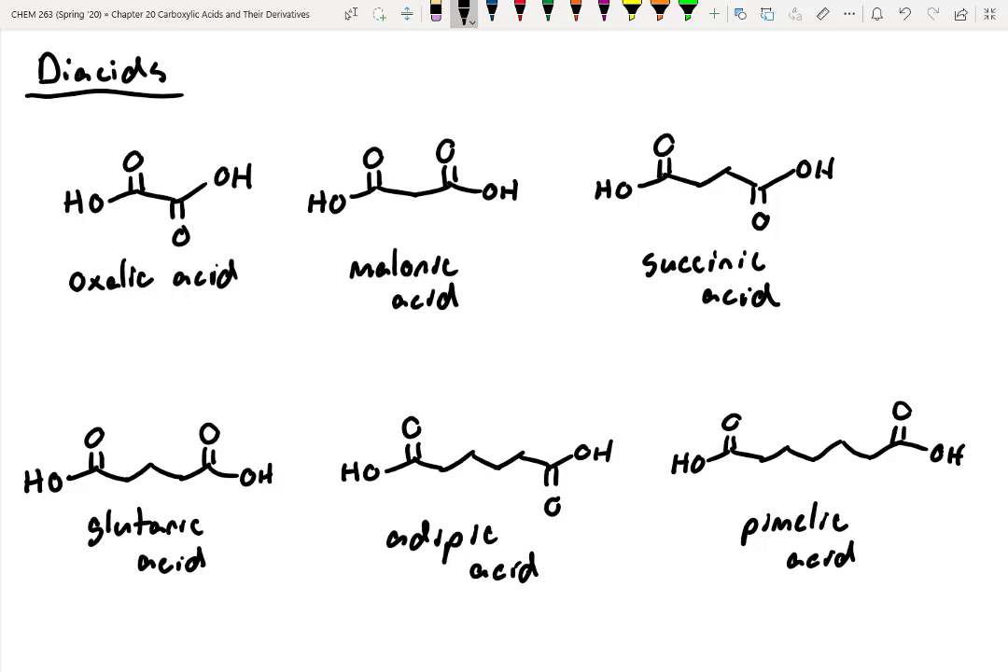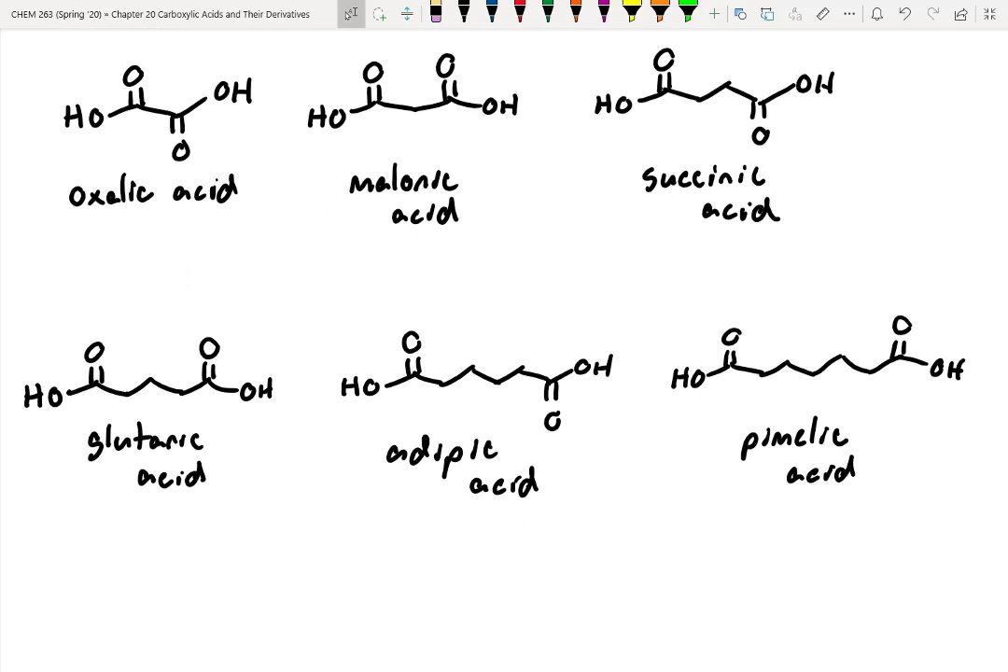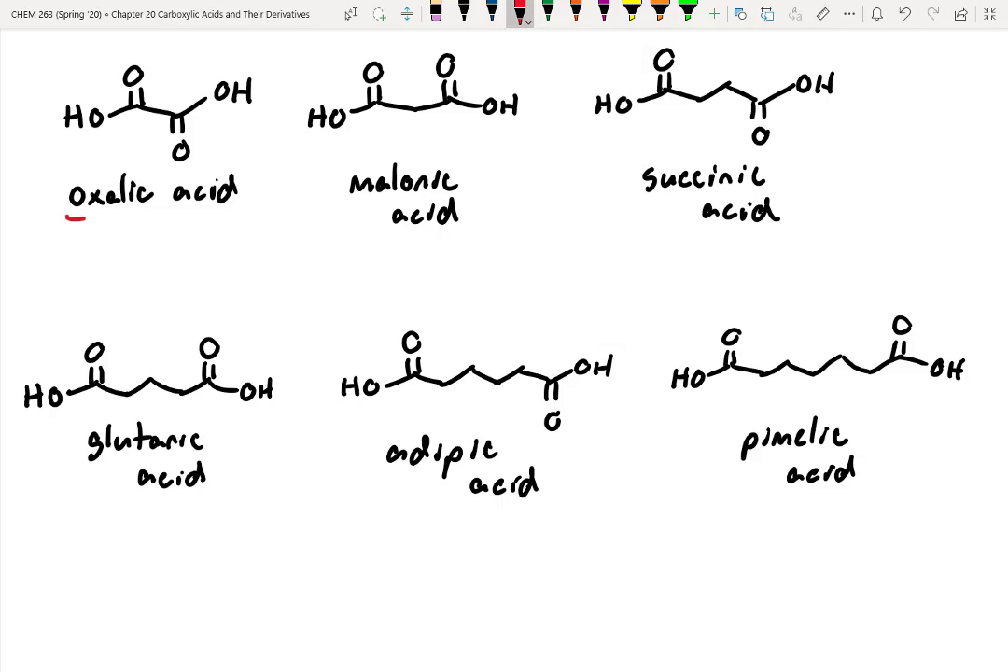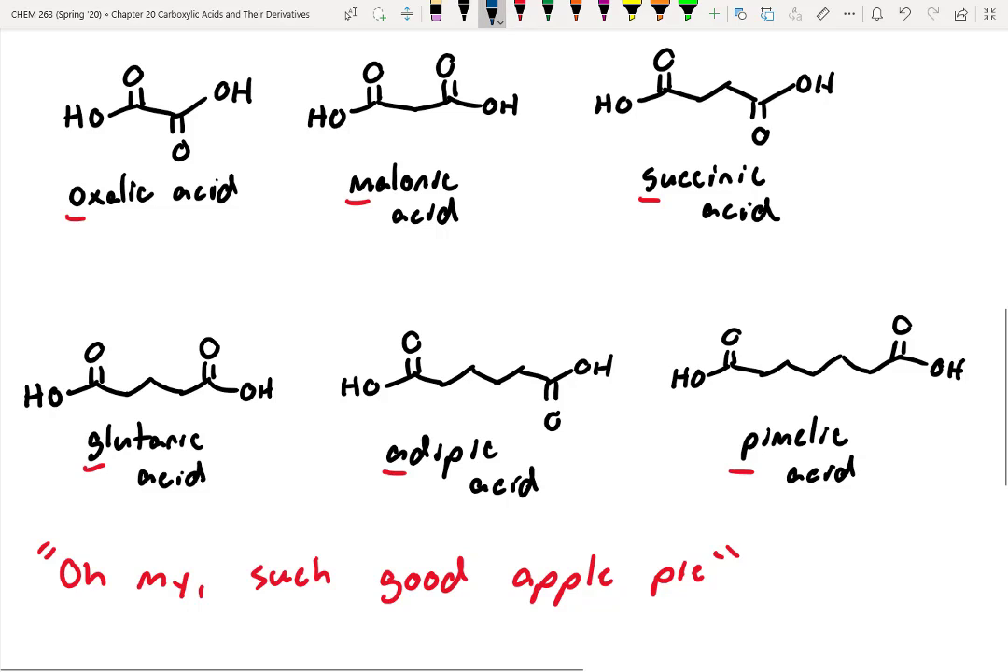I always had a really hard time remembering the names of all of these since they don't follow any of the IUPAC rules, but I'll show you the trick or mnemonic that I used when I was in school, and that was take the first letter of each of these, so O, M, S, G, A, P, and then remember it by saying, oh my, such good apple pie. I know it's cheesy, but the cheesier the mnemonic, the easier it is to remember. So this follows the first letter for each of these diacids. I know it's kind of a goofy thing, but it got me through grad school. It can get you through this class.